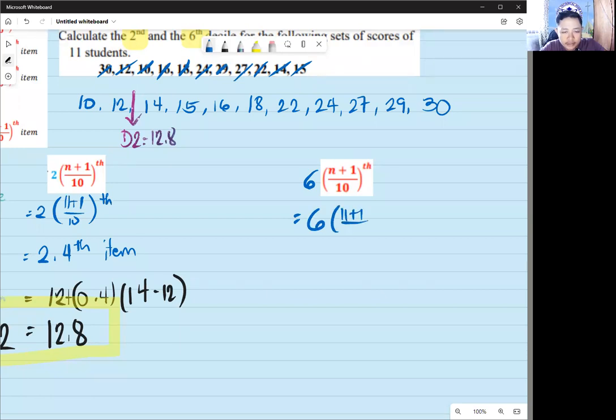11 plus 1 over 10. Type it in the chat box when you're done. Okay, let's wait for the rest. The rest, please press in the calculator. Okay, good. So the answer here will be 7.2.